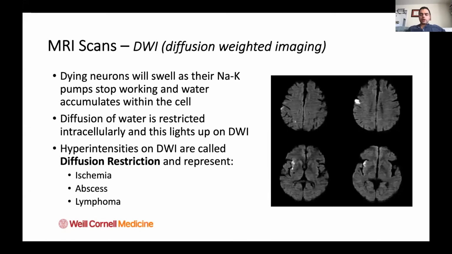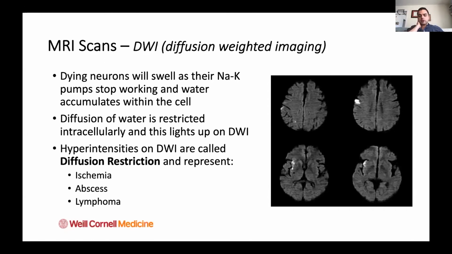And then the diffusion weighted image, absolutely important for us to see. Basically, as dying neurons swell, their sodium potassium pumps stop working and water accumulates within the cell. So if water is accumulating there, its diffusion is restricted, and restricted diffusion brightens on this type of sequence. So if you just think of the name, you can kind of identify what you're looking for here.